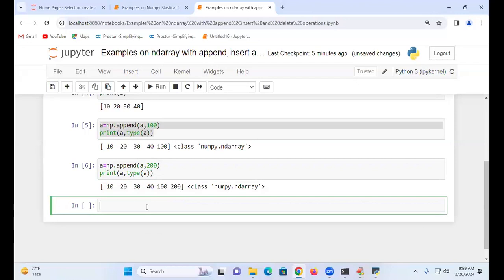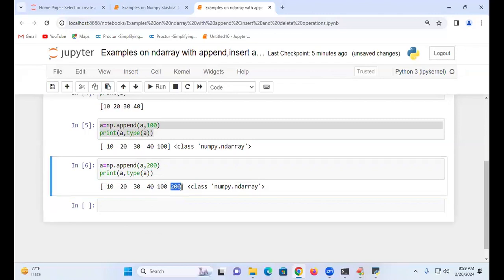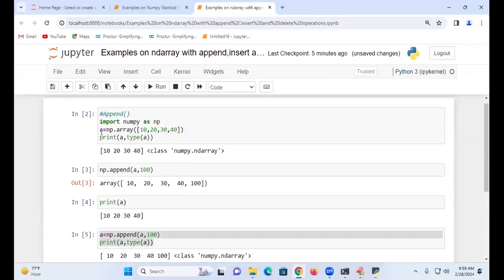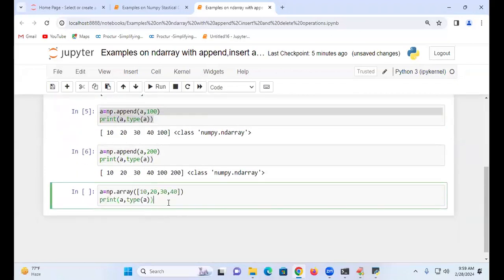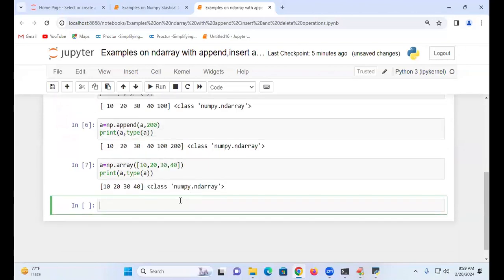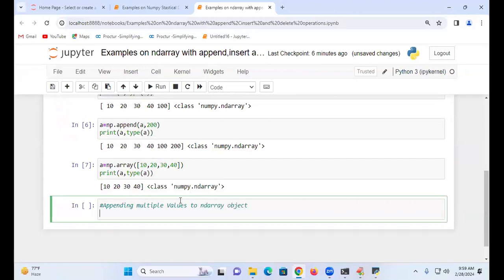Now I want to go for one more thing here. Think about it very seriously. How many values am I adding at a time? One value I am adding. Now I want to go for adding multiple values. Careful. See this now. Print of A. Here I am going to take my array and append multiple values to the ndarray object. How do you append it?